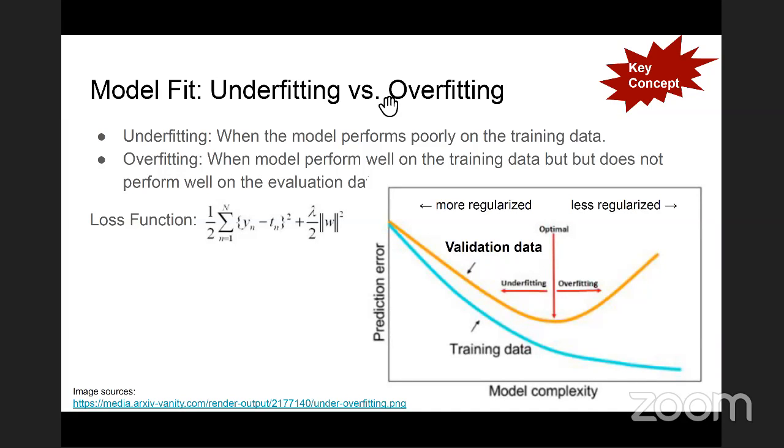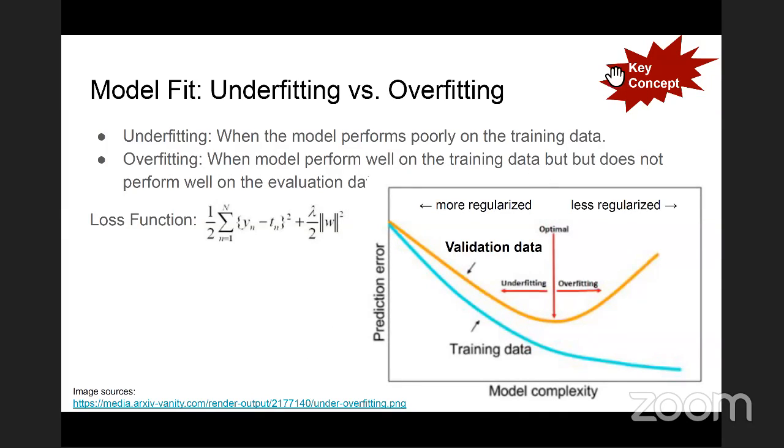Sir, is lambda a parameter of model complexity? Because I was thinking of lambda as a... Lambda is a hyperparameter. W is the parameter. Lambda is what is on the y-axis. 1 by lambda is what is on the x-axis here. And yn minus tn whole squared is what is on the y-axis, not yn minus tn whole squared plus lambda w squared. Just yn minus tn whole squared is what is on the y-axis here in this graph.